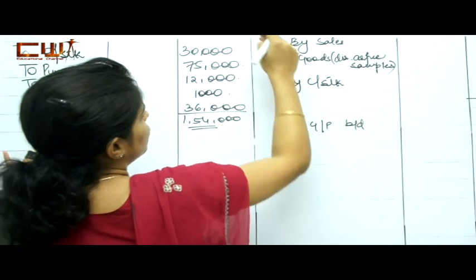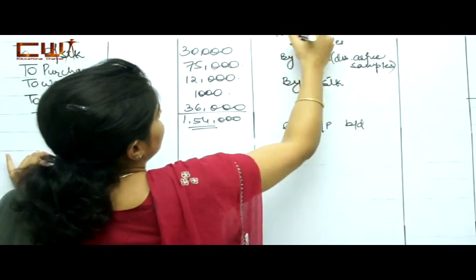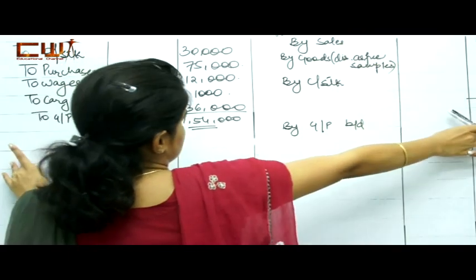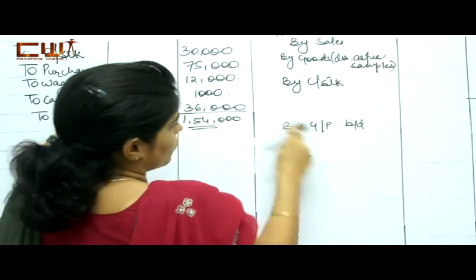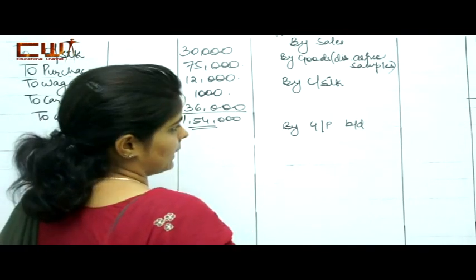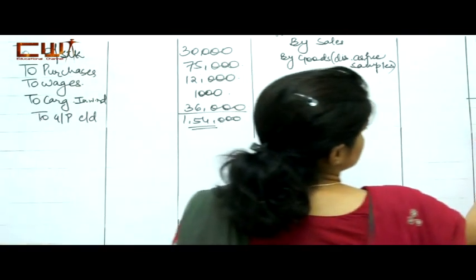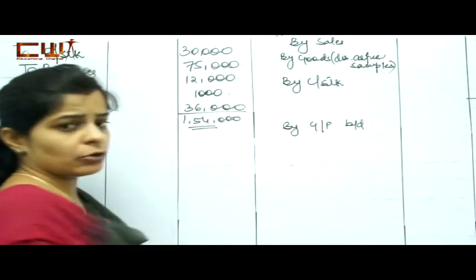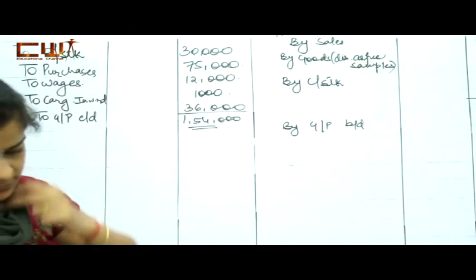This is the trading account. This is the trading and P&L account. So the trading account is closed, right? You have got the gross profit. Gross profit will be carried out. Now this is the procedure of making the P&L account. So gross profit is 36,000. Mention 36,000, right? Come on to the debit side and see the expenses.